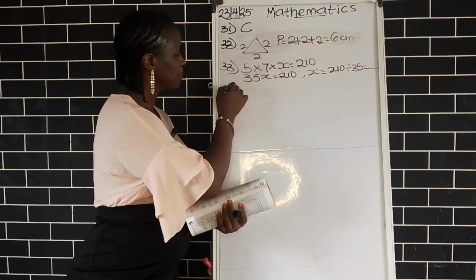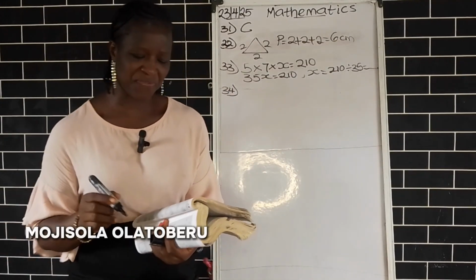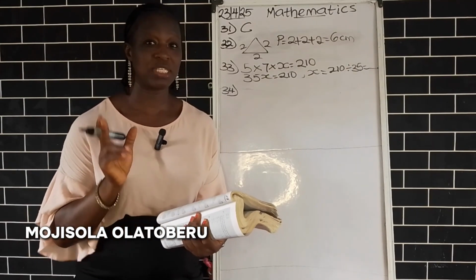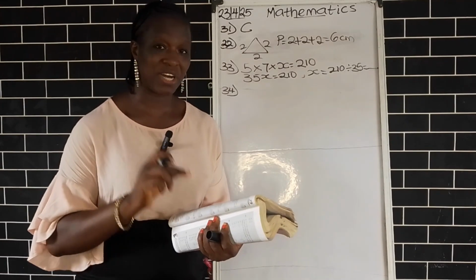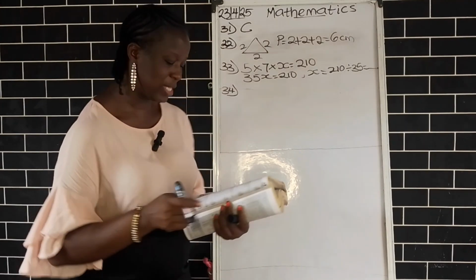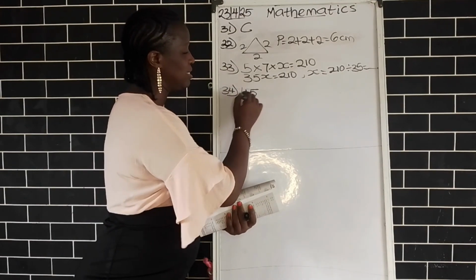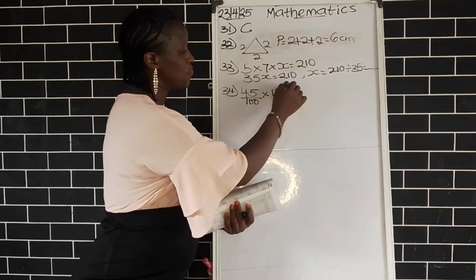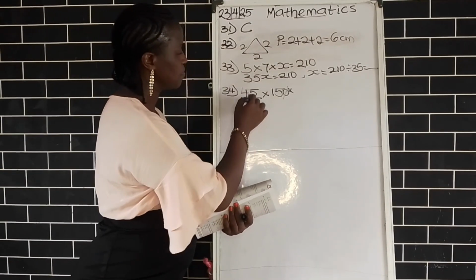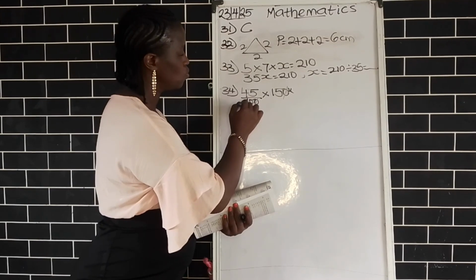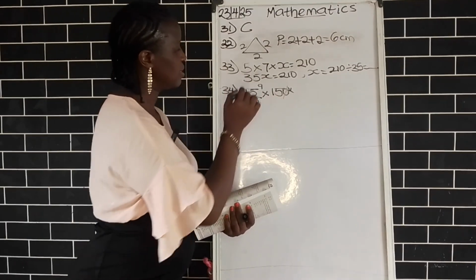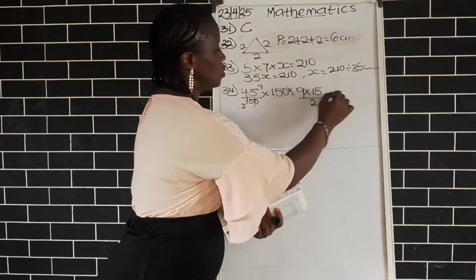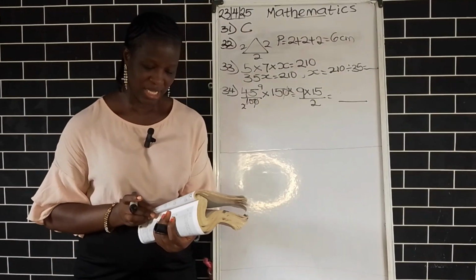Number 34 says, what is 45% of 1 naira 50 kobo? Let's convert the 1 naira 50 kobo to the same unit, which will be kobo. To convert naira to kobo, it is multiplied by 100. So that will be 45. Any number that carries the percent carries over 100, multiplied by 150. That is 150 kobo. 0 cut here. 5 here 2. 5 here 9. So we are having 9 times 15 over 2. So you do that and give me the final answer.